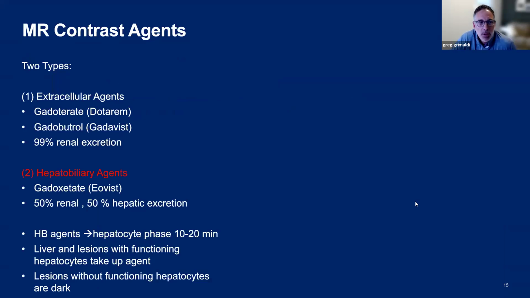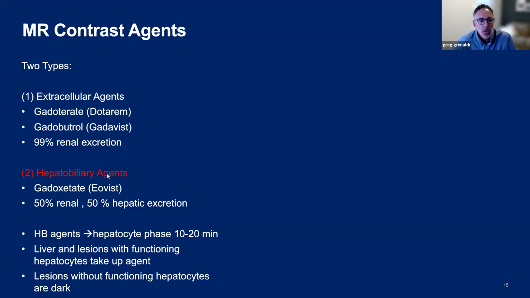Okay, one of the last components of the MR examination I want to talk to is contrast agents. So there are generally two types of contrast agents that we use. Most MRIs that we do, we use extracellular agents, and here are two of the most common ones we use in the United States, Dotarem and Gadavist. They have 99% renal excretion, so we're giving contrast much like we would use at CT, and we look for enhancement patterns of the liver and liver lesions.